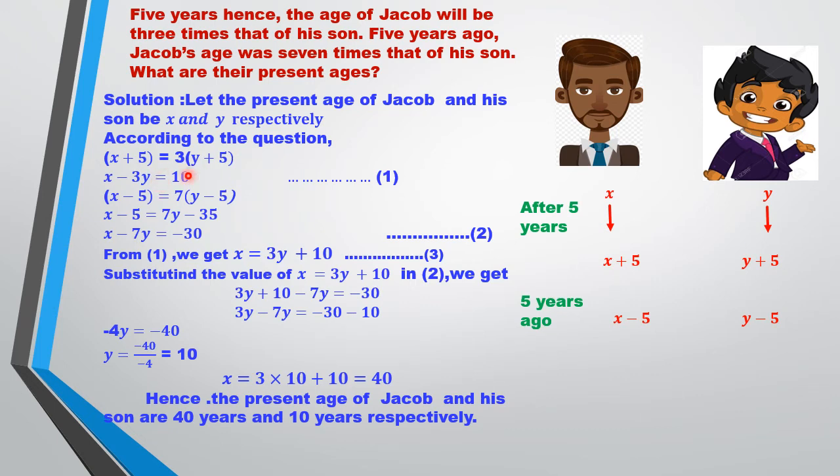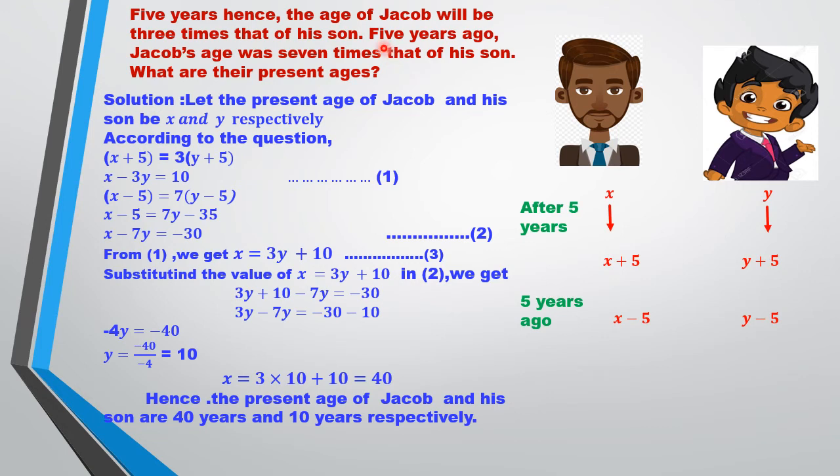Now just remove the bracket and find the values. While removing the bracket over here, we multiply 3 with y, we get 3y, and then we multiply 3 with 5, we get 15. And 15 minus 5 is 10. And we transpose this 3y to LHS, we get x minus 3y equals 10. This is the first condition.